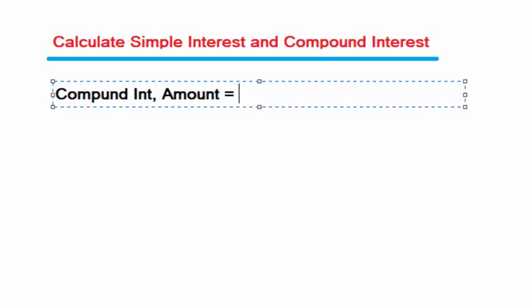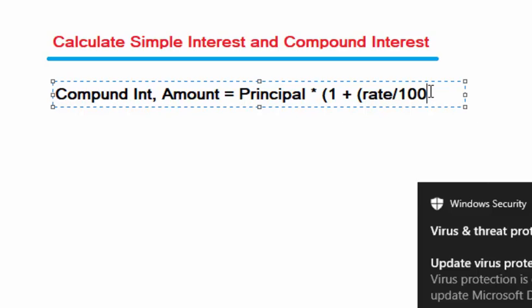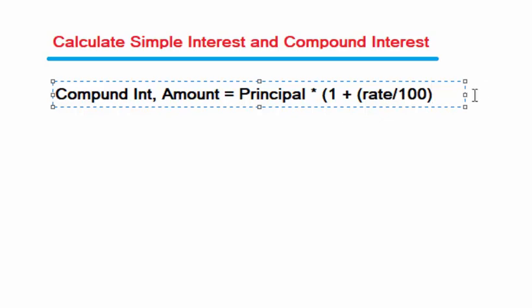You take the principal, then you multiply it by 1 plus the rate divided by 100. Okay, so we take our rate, we add it to 1. But remember, if it is 5%, it means you write 5 over 100.